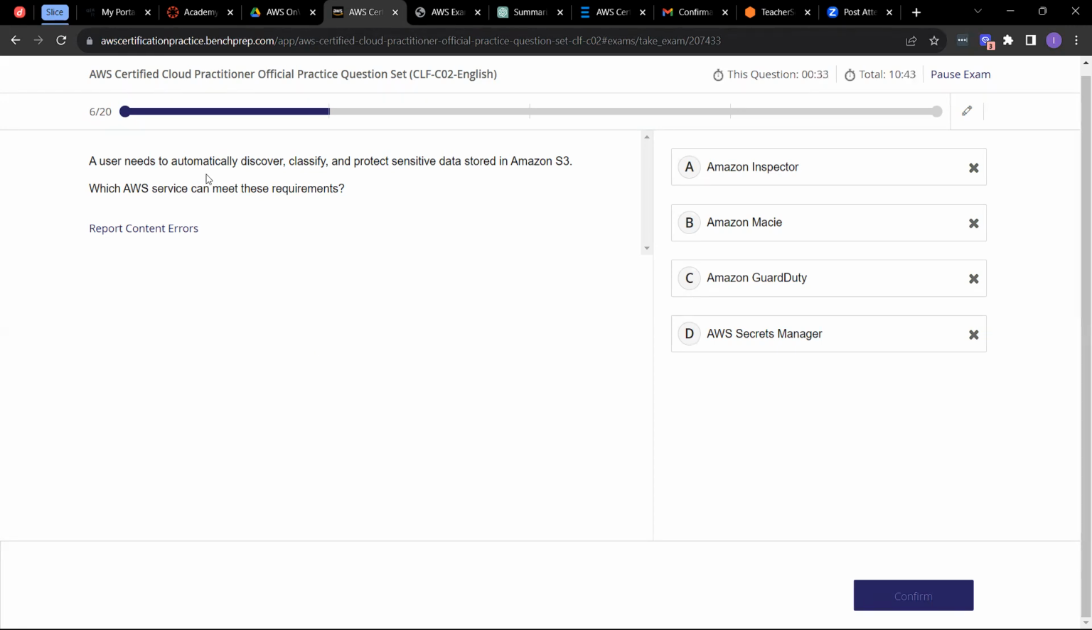All right. So a user needs to automatically discover, classify, and protect sensitive data stored in Amazon S3. Which AWS service can meet these requirements? KC says B. When people answer the questions, do they know this? KC, you will have to explain. Papa's phone, you can't just answer. At least they should explain.